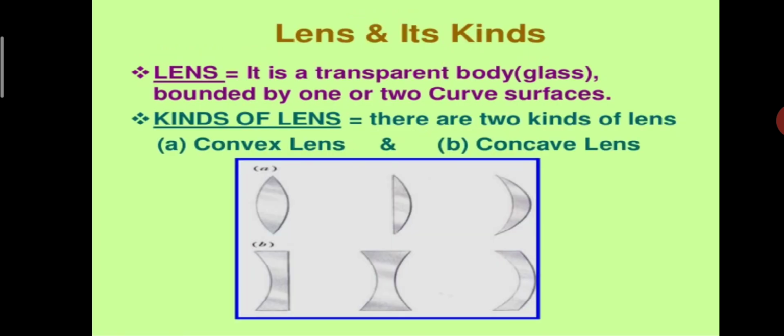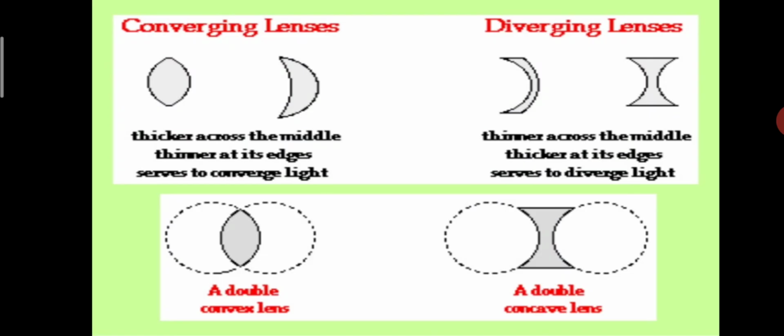Lens and its kinds. See, students, what is a lens? It is a transparent body or glass bounded by 1 or 2 curved surfaces. Okay, what are the kinds of lens? 2 types of lenses are there: convex lens and concave lens. See, what we have seen, so many types of curved surfaces are joined together and they can form these types of lenses. See, converging lens.